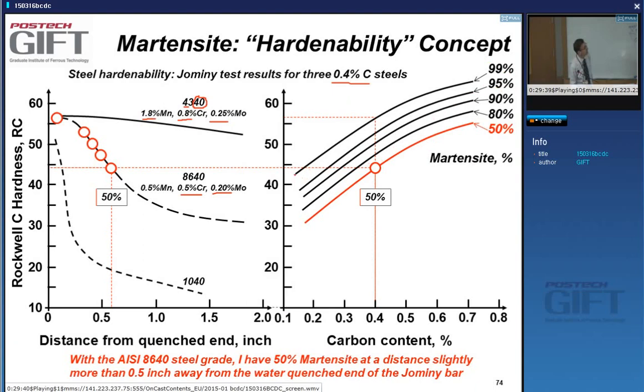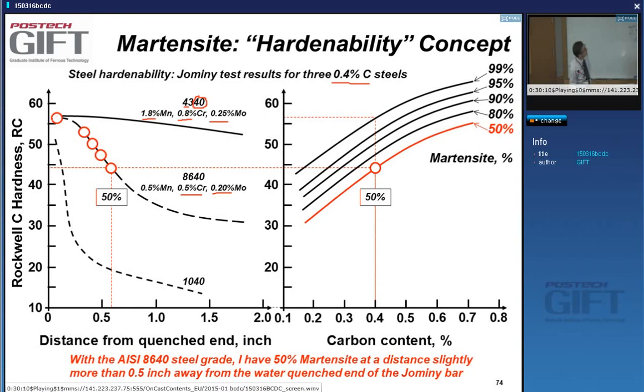And what we see is that as we increase the carbon in the martensite, the hardness increases. So if I have very low carbon in the martensite, it's a soft martensite. If I have a lot of carbon, like 0.7, the hardness is very high.